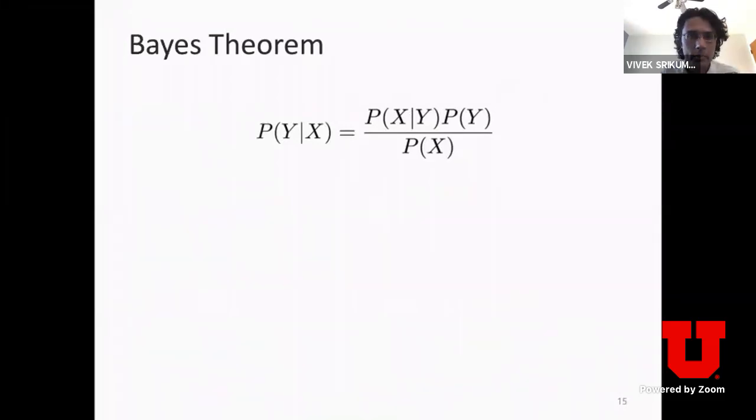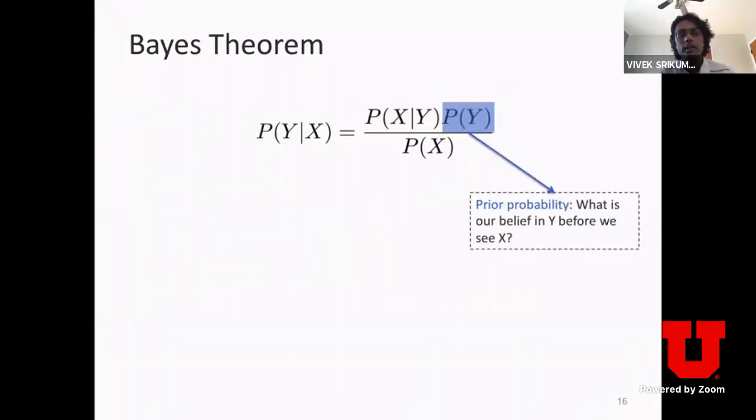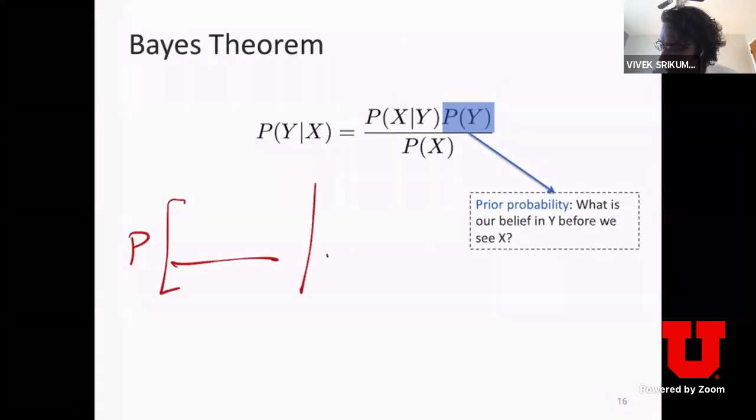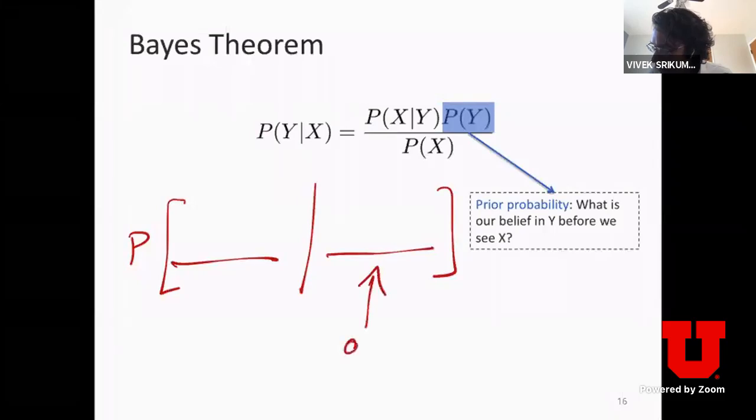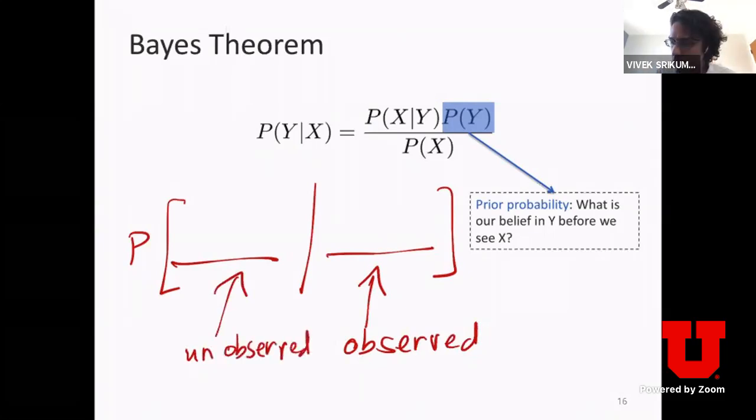The first thing to think about is P of y. That expression is called the prior probability. Prior probability is telling us what is our belief in Y, irrespective of whether we have seen X or not. Just to remind you, what is this notation? P of something given something else: this is observed and this is unobserved. That's the one that we want the distribution over, the second thing here.